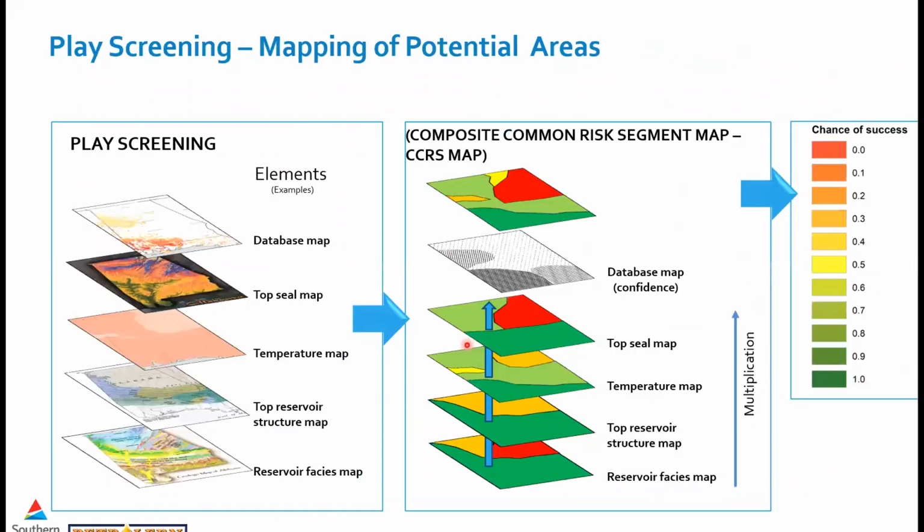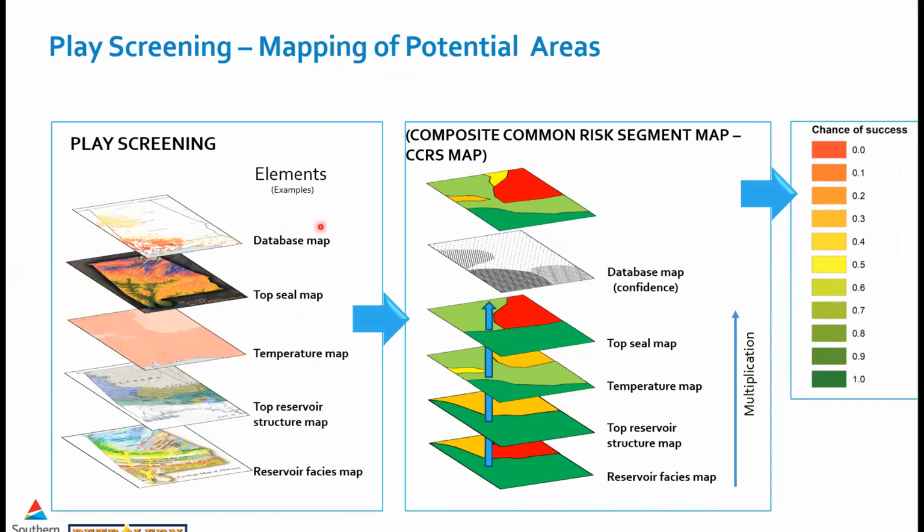So I'll just bring on the play screening, mapping of potential areas, to tell you a little bit about what the play screening actually is. For those who do not know it, we bring in different elements, and this is an example I've made where we look at reservoir facies maps, top reservoir structure maps, temperature maps, top seal maps, and database maps. And this play screening is set up for the geothermal evaluation.